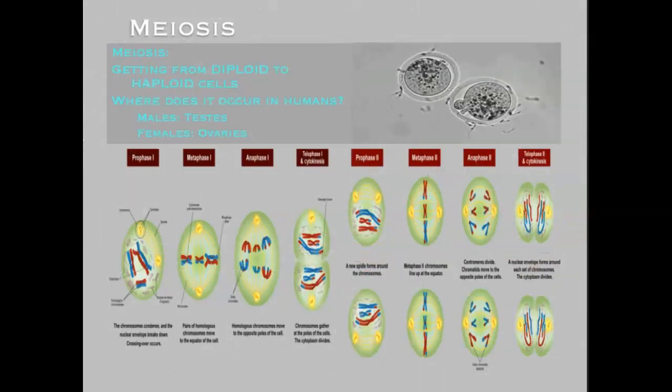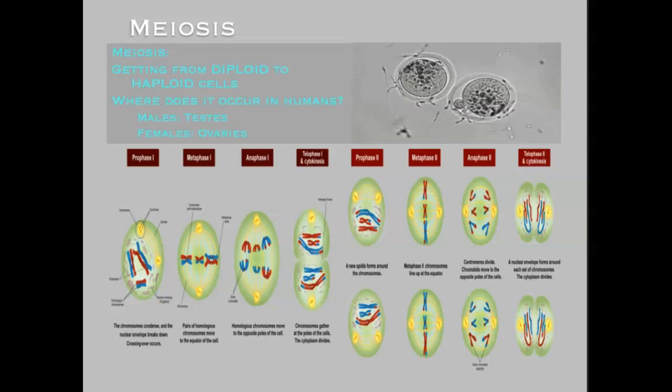So if you look at meiosis here, you can see that during prophase 1, the chromosomes are going to line up next to each other. That's called a tetrad. Them lining up is called synapsis. The chromosomes will touch each other, break off, and become part of other chromosomes. That's called crossing over. That increases the genetic diversity in the offspring.